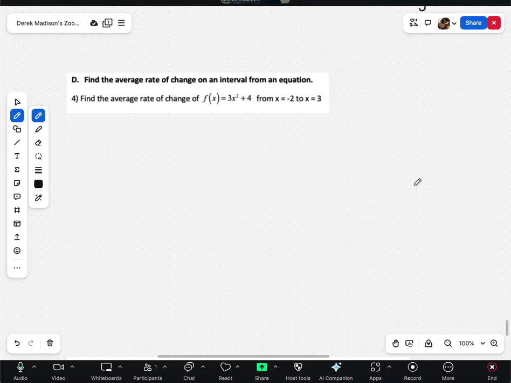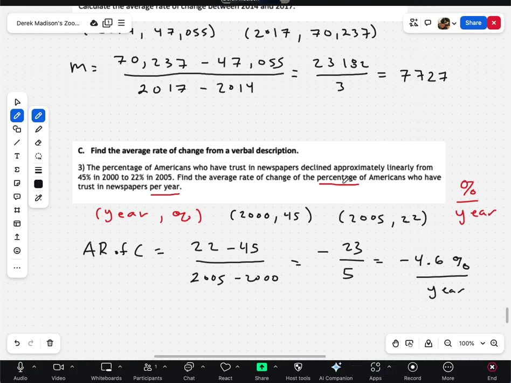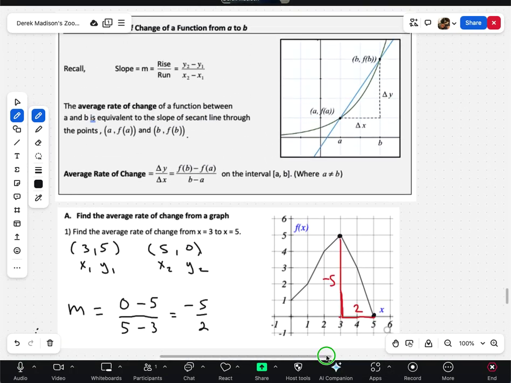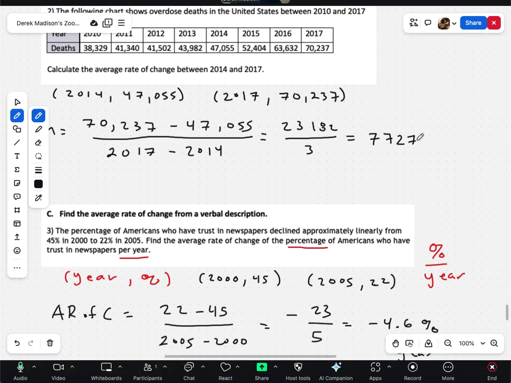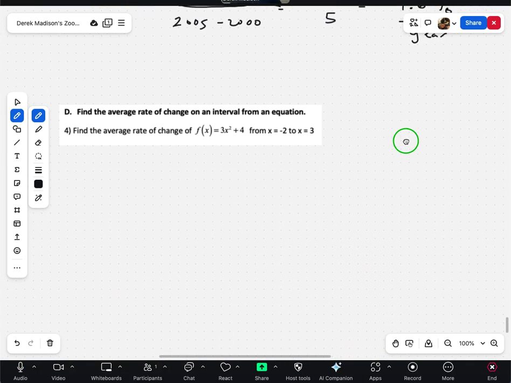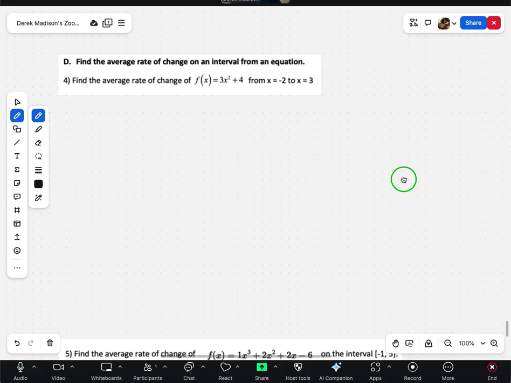And then these last few examples are going to ask us to find the average rate of change based on an equation rather than these other prompts that we've seen. There's a couple of ways to write this from x equals negative 2 to x equals 3. If you notice back here, it's on the interval AB, so this is from x equals A to x equals B. You can say it either way, so just be aware that there's two widely used ways of indicating that.